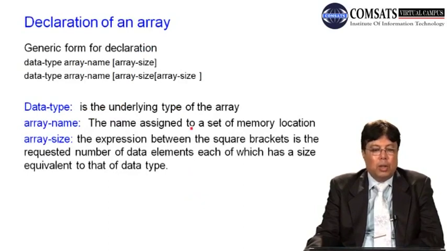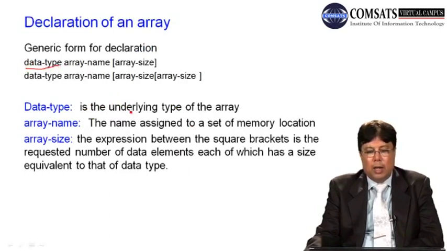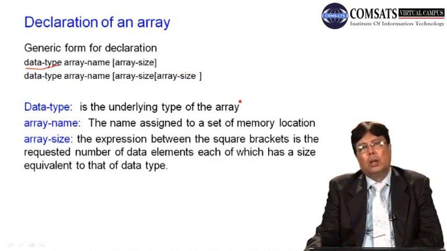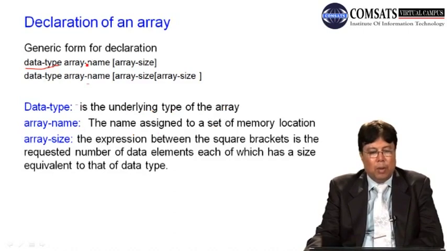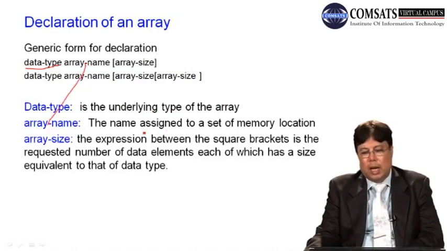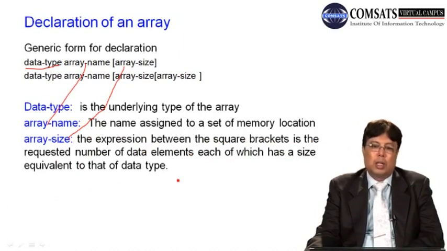The generic form of the declaration of an array: data type, जो भी है मैंने आपको बताया, int is the underlying type of the array. ज़ाहिर है कि जो उसके वेरिएबल की टाइप है वही array की टाइप होगी. Then comes the name of the array, the name assigned to the set of the memory locations. कोई नया concept नहीं है. Array size, this is the array size. You can use expression between the square brackets in requested number of data elements, each of which has a size equal to that of the data type.